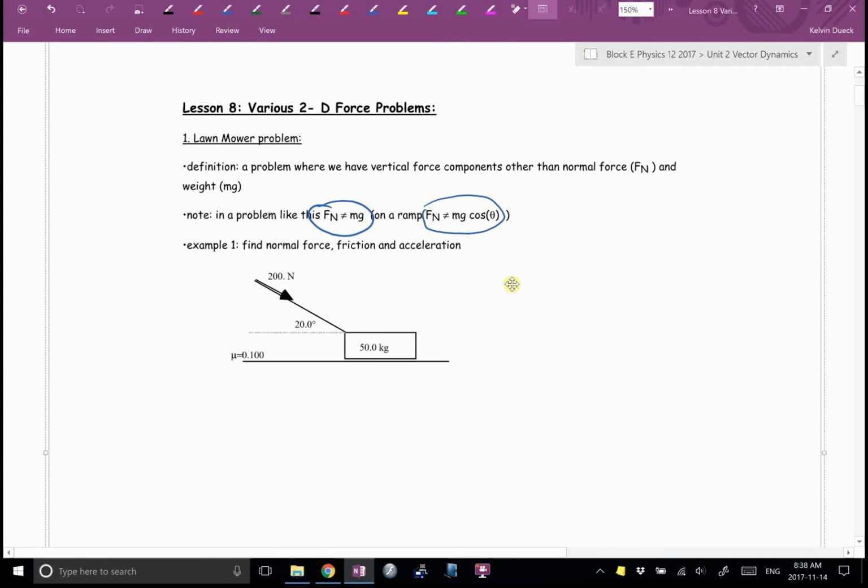So the normal force is not mg, or on a ramp, the normal force is not mg cos theta. There's other stuff going on. And Brisa, the message is going to be, once you open your eyes, just be really much more cautious with your free body diagrams. Hopefully you'll recognize that you need to be more cautious because you got weird stuff.